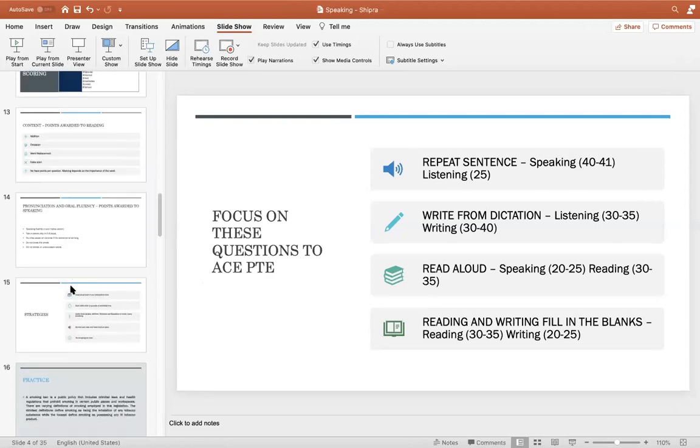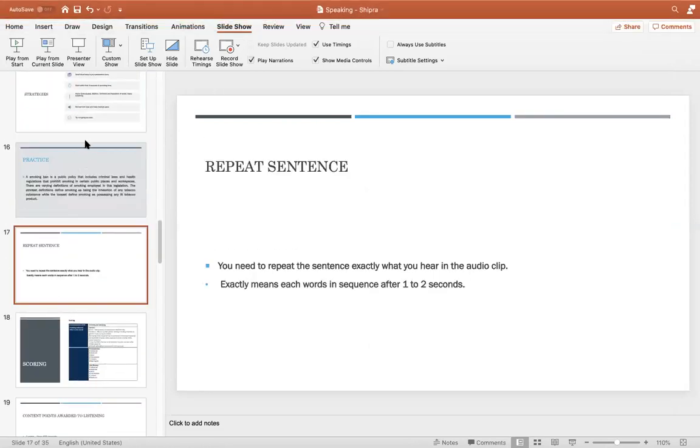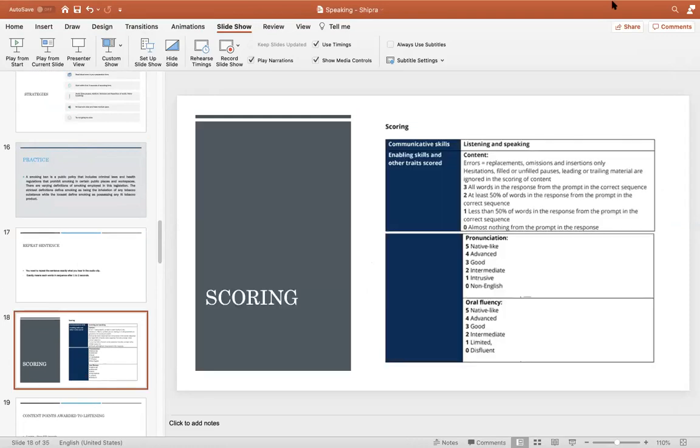Okay. So what happens in repeat sentence is that you hear a sentence, an audio clip, and you have to repeat the sentence. Okay. This is your marking criteria. Again, same three parameters, which is content, pronunciation, and oral fluency. These two basically means you're not pausing and hesitating anywhere, and you're pronouncing the words correctly. Now, content points are fixed in terms of repeat sentence.